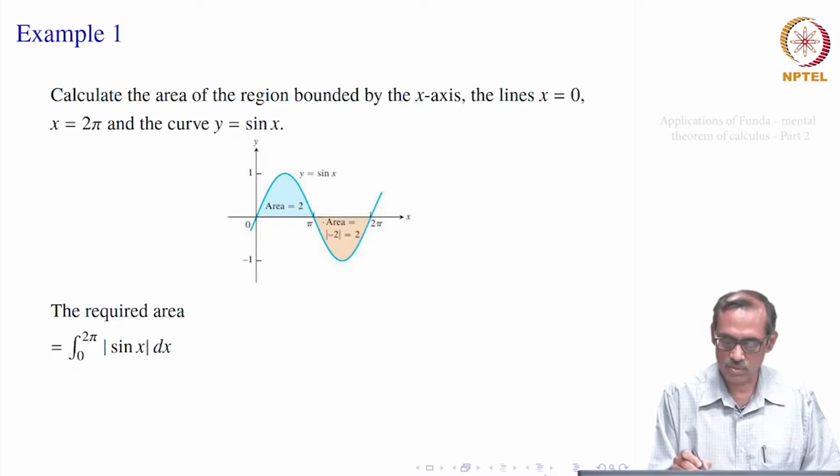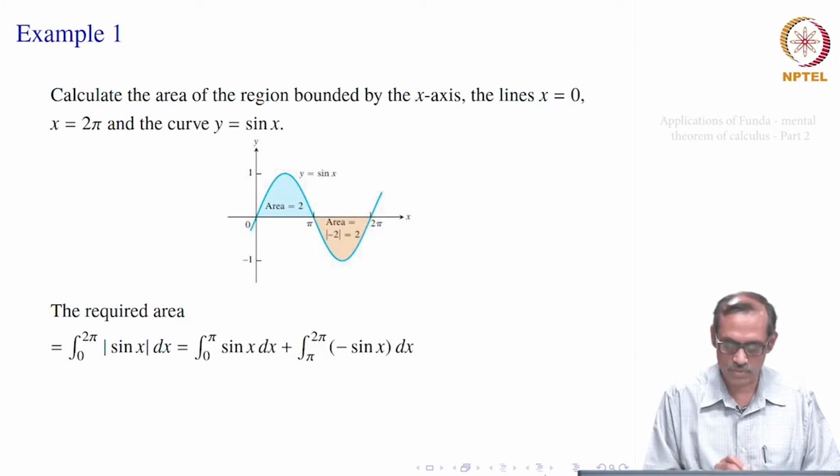Always we write, since we are interested in the area, not the signed area, that will be equal to the integral from x equal to 0 to 2 pi of the mod of the function. So, sin x is the function, we have integral 0 to 2 pi mod sin x dx. Now, of course, at x equal to pi, the function is changing its sign. From 0 to pi, y equal to sin x remains positive. From pi to 2 pi, it becomes negative. So, mod sin x becomes sin x from 0 to pi and minus sin x from pi to 2 pi.